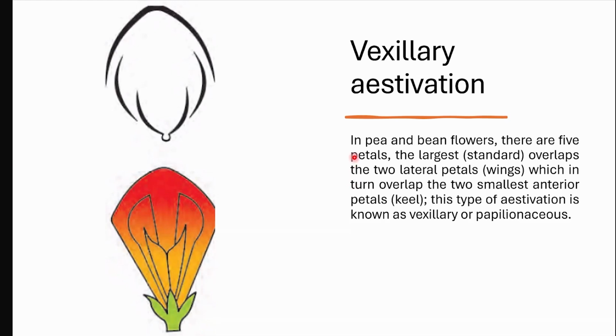So in vexillary aestivation over here, you will have to remember a few key terms, such as the largest petal, which is known as the standard. It will overlap the two side or lateral petals, which are known as wings, which will further overlap the smallest two petals, which are known as keel. And such type of aestivation will be known as vexillary aestivation.